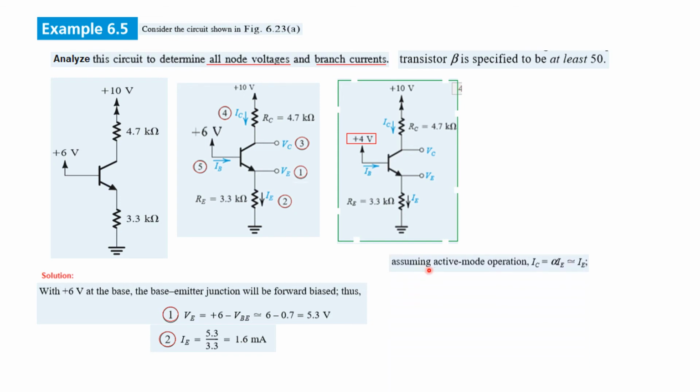Okay, now assuming, as we had mentioned, first of all, you just assume that the transistor is in active mode. So we are assuming that the transistor is in active mode, and therefore IC should be alpha IE, and this could be approximated to be equal to IE because we know the value of alpha is 0.99, which is almost 1, and that is why we can assume that IC is equal to IE.